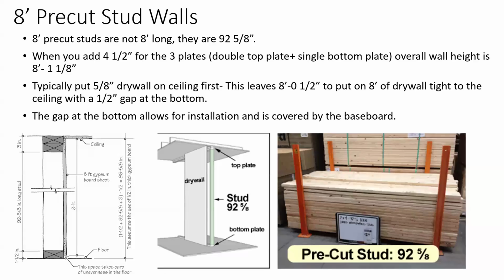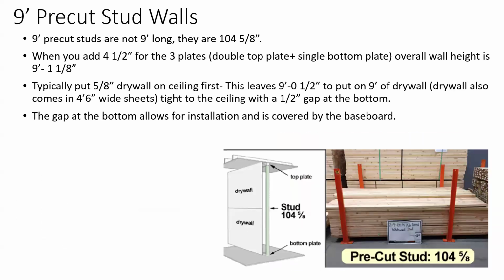So when you go in a house, like this has got a vinyl baseboard, but if you go in a house, they typically put a wood baseboard on it that covers that gap there. Now, they do also make 9-foot pre-cut walls. So that just ends up with a 9-foot 1 1/8 wall.